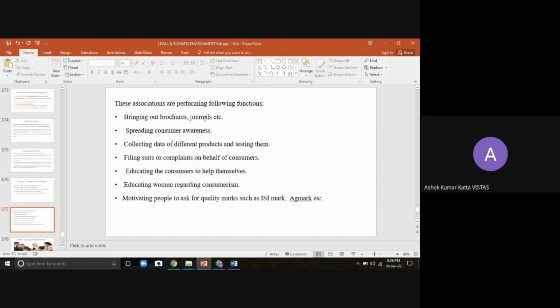We really suffer a lot buying a product from a company, but we don't know how to file a case. These institutes will help us. And not only to file a case; before that, they also work on spreading consumer awareness. They conduct consumer awareness camps, and in the camp they talk about these problems.